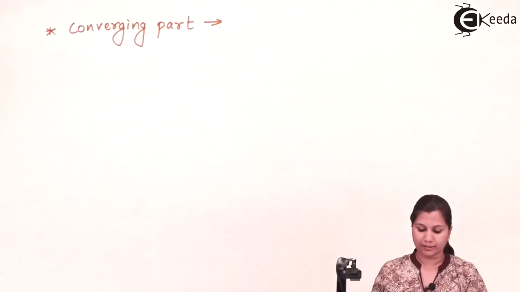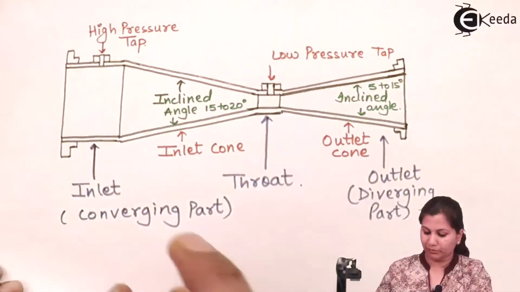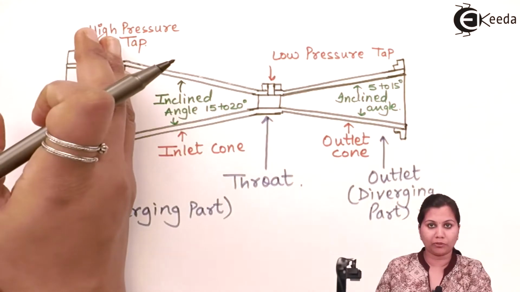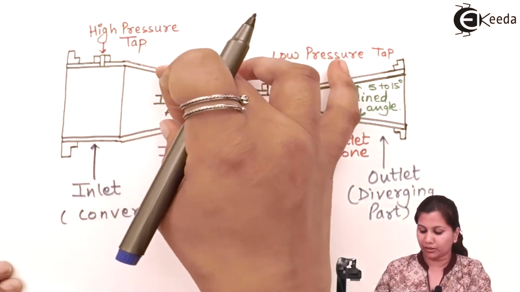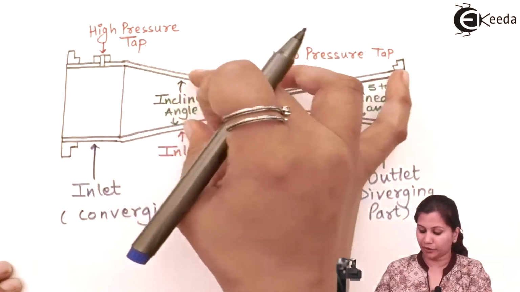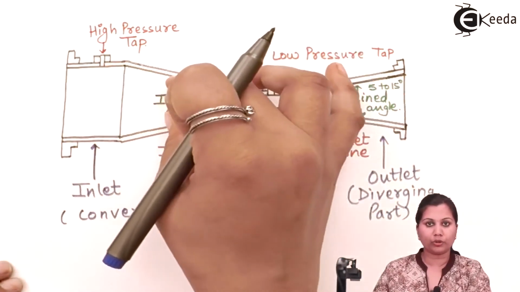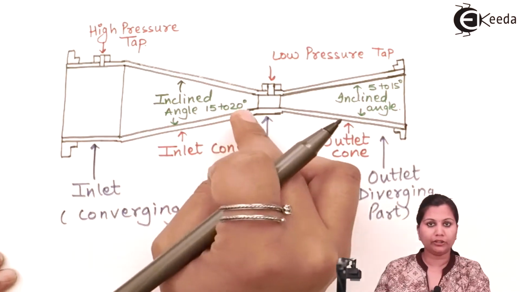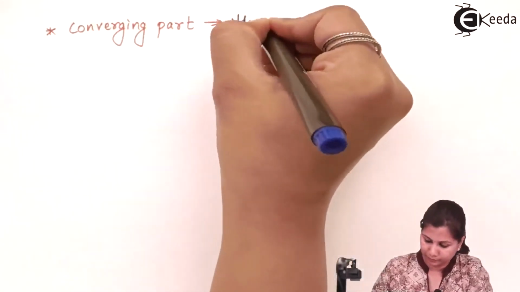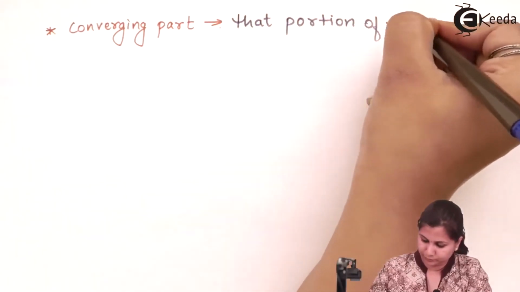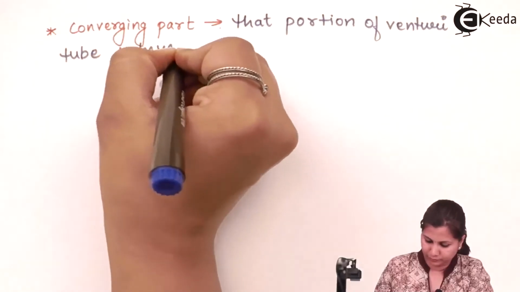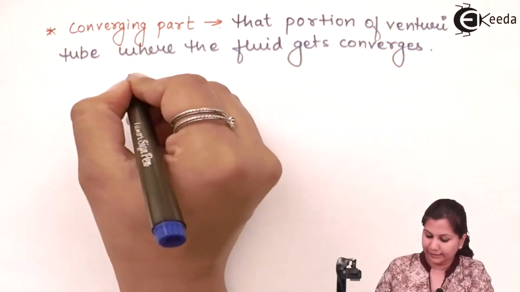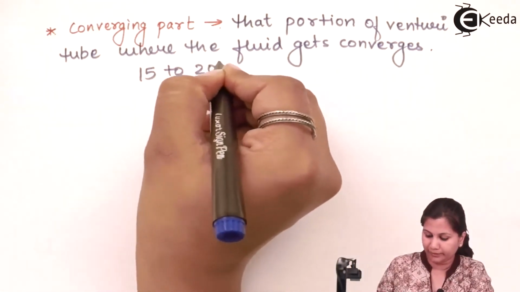Now the converging part is that part of the Venturi meter where the fluid gets converged. The fluid is flowing in a uniform cross section. After that, due to this converging part of the Venturi meter, the fluid also gets converged. Now the inclined angle of this converging part is 15 to 20 degrees.